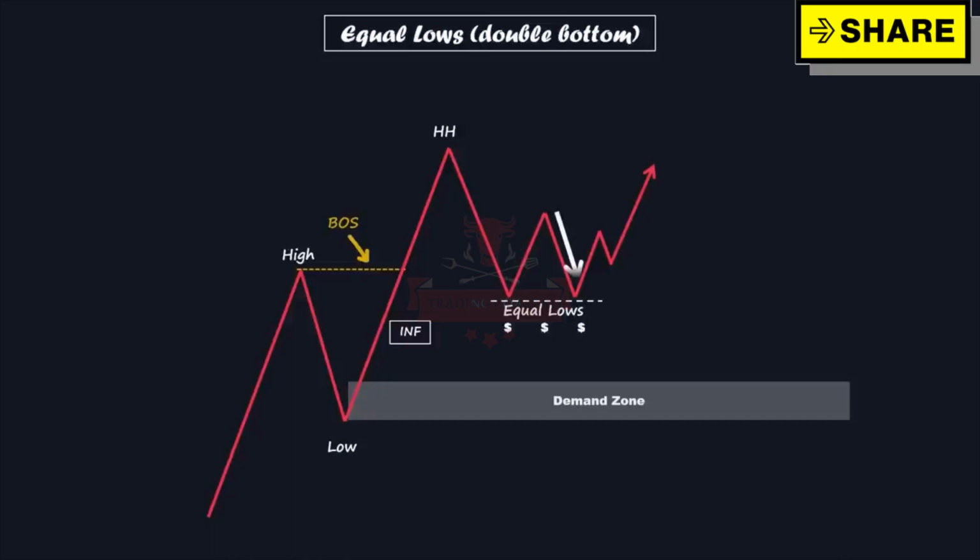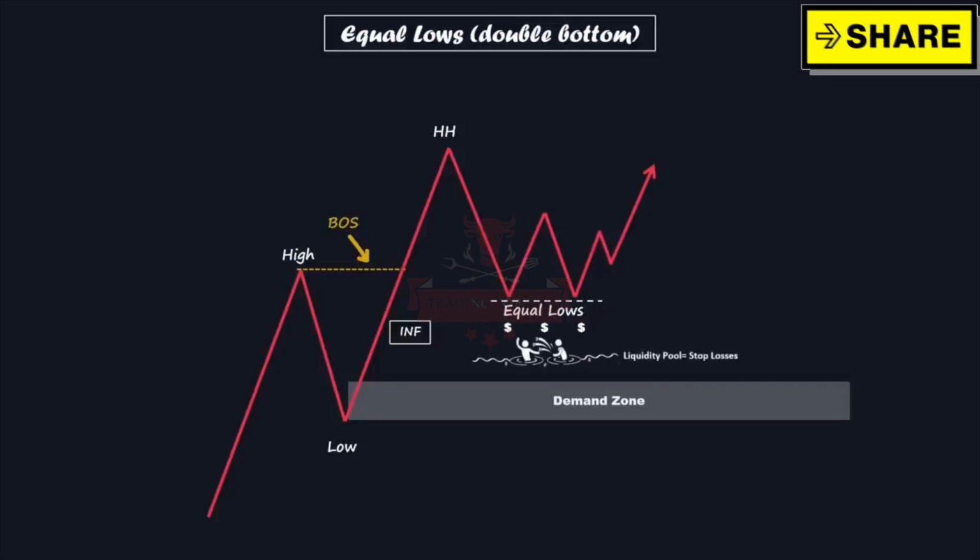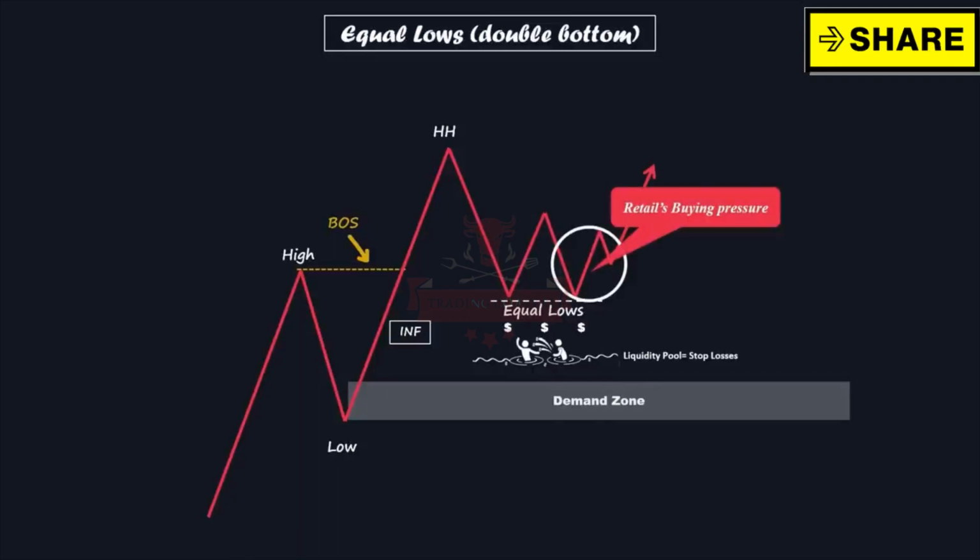It attempted another push upward, but the bullish momentum was insufficient to break the recent major high. Subsequently, the price experienced another pullback and couldn't break the recent internal low, resulting in the formation of a double bottom. During this phase, many retail traders who base their trades on chart patterns entered long positions when they identified the double bottom pattern. They also placed their stop loss orders just below the equal lows, creating a significant liquidity pool. Consequently, as you can see, price experienced an upward rally driven by the buying pressure of the retail traders who had entered long positions.